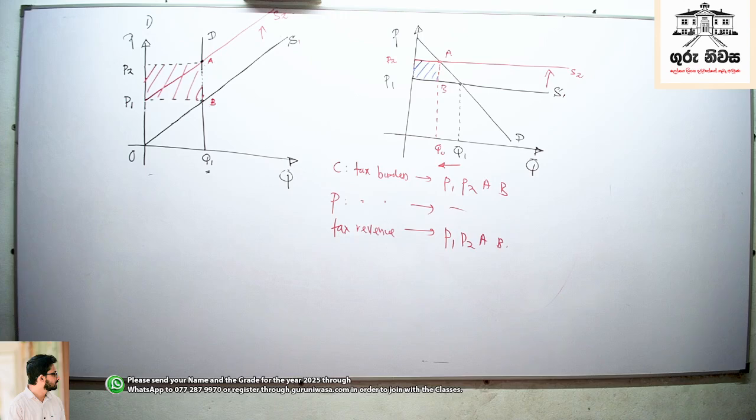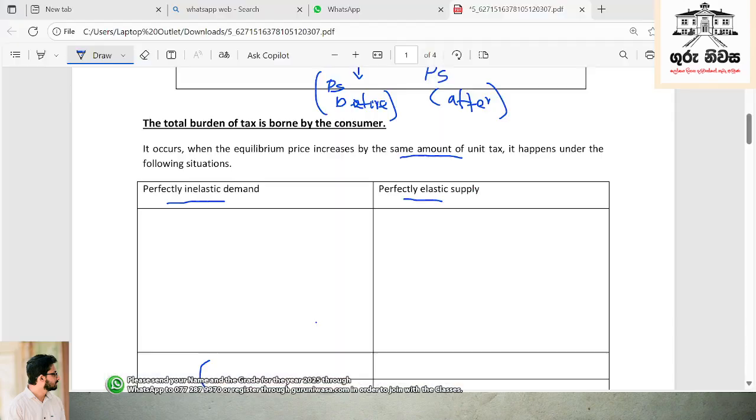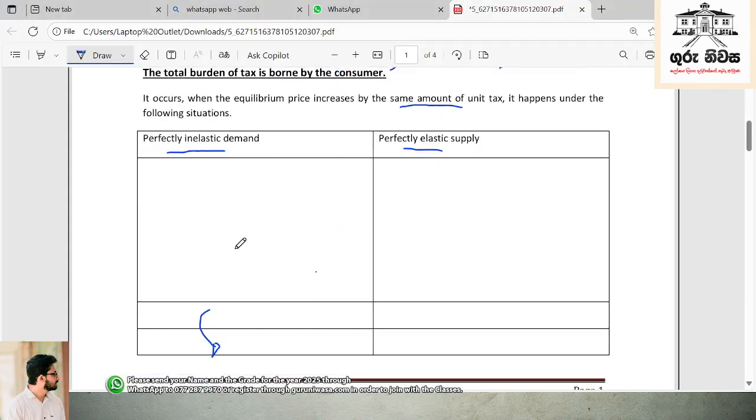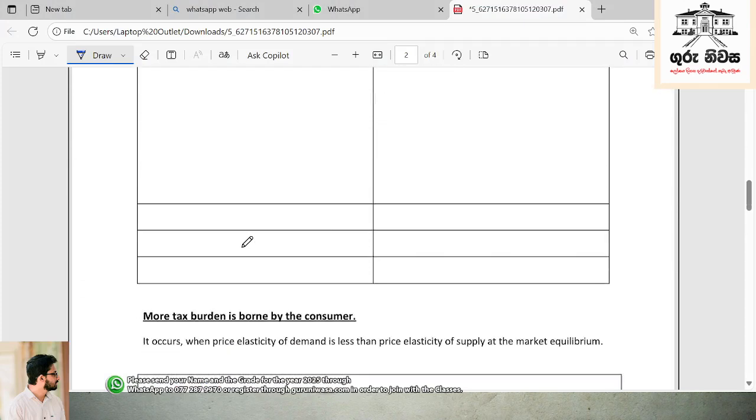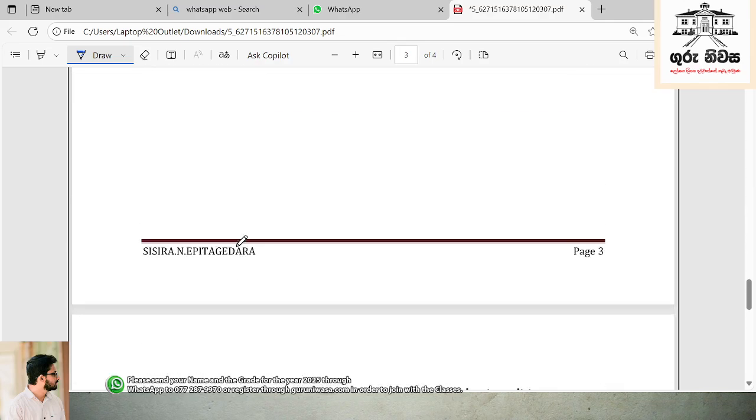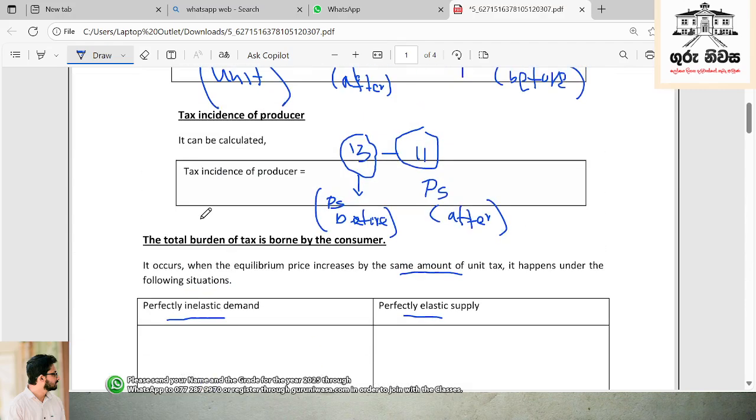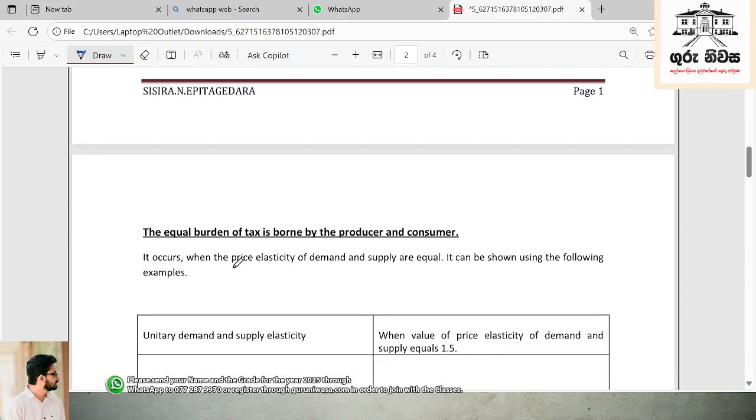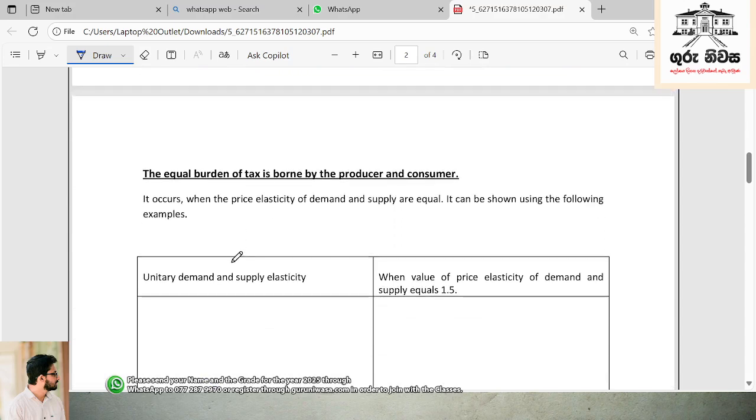Right. Third one is, sorry, the second category is equal tax burden. One is missing: total tax burden borne by consumer is given, but total tax borne by producer is not given. Okay, we'll do equal tax burden.